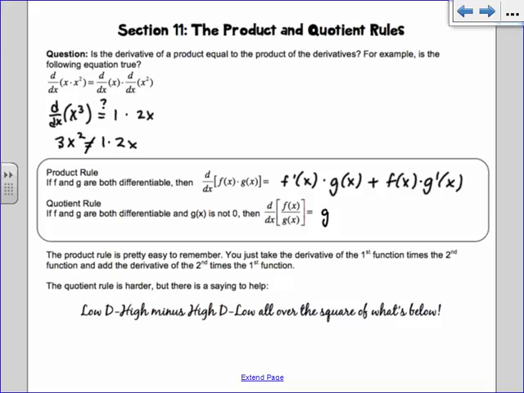All right, so here we go. Low d high minus high d low. Whenever you're saying d whatever, it's the derivative, all over the square of what's below. So we take g of x and we square it. We took low, meaning the g of x function that was on the bottom. Then we did d high minus high, derivative of low, all over the square of what's below. That helps you keep track of what comes first. It always starts with the low part, the denominator.